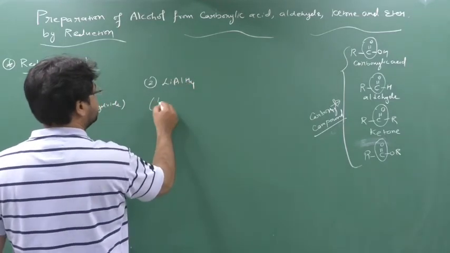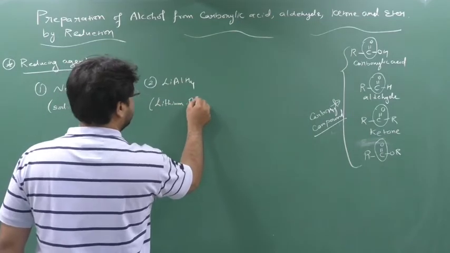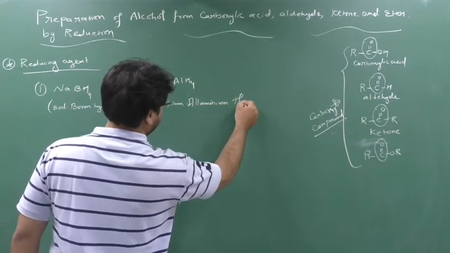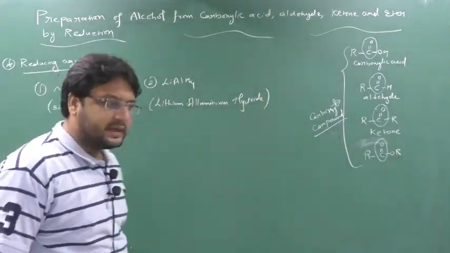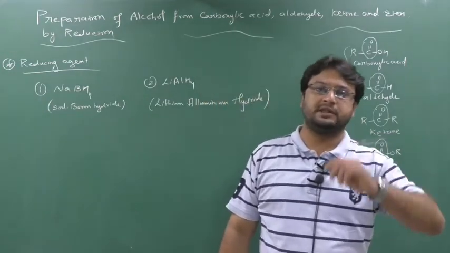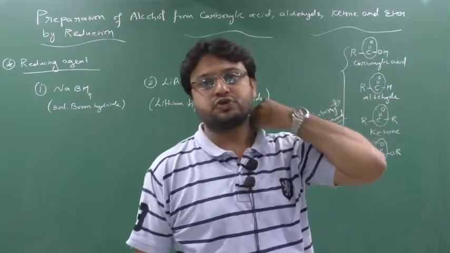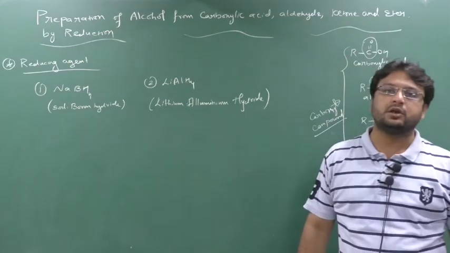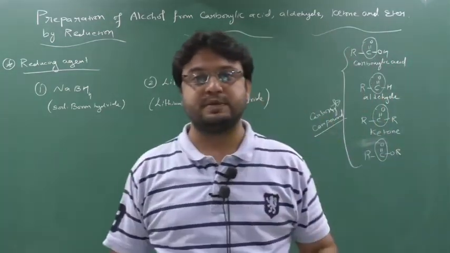This is LiAlH4, lithium aluminium hydride. Remember when I was taking P block elements in the 13 group: boron, aluminium, gallium, indium and thallium. In 11th standard, I used to tell one point that boron and aluminium have a capacity to make complex hydrides. There was an anomalous behavior of boron. Remember the anomalous behavior of boron.